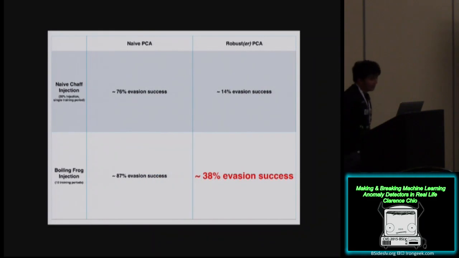Naive chaff injection with naive PCA gives you 76% evasion success. So that's pretty bad. With boiling frog injection, it gave you 87% evasion success. But even when you're using both boiling frog and robust PCA, it gave the adversary 38% evasion success, which in my opinion is still pretty high. If you're able to attack an anomaly detector and evade it 40% of the time, I'd argue that the anomaly detector isn't working as well as it should.